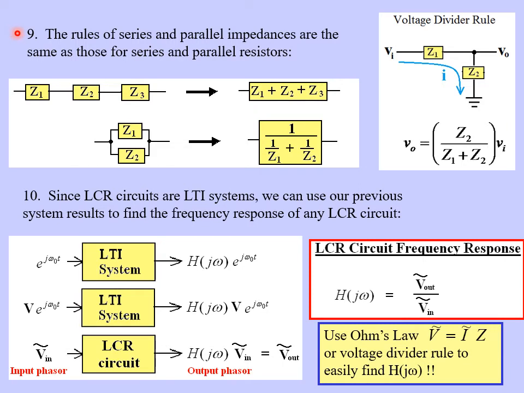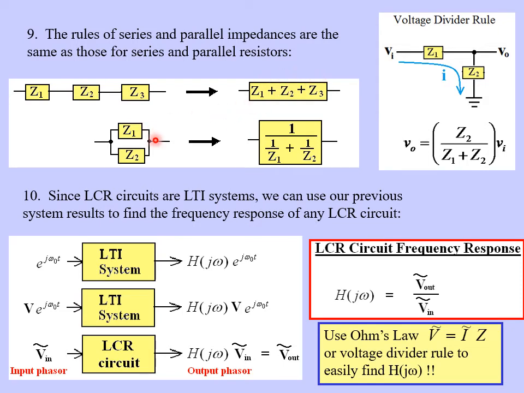Now, how do we use these impedances? It turns out that the rules for impedances are identical to the rules for resistors. For example, if we have a circuit with three impedances in series, Z1, Z2, Z3, remember that the way to simplify this is just add the impedances together, just like we would for resistances.